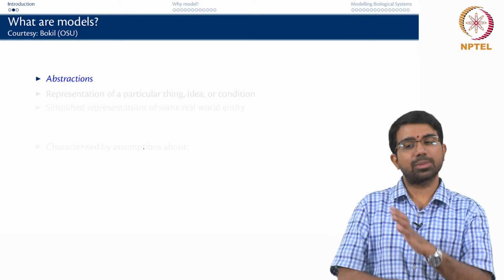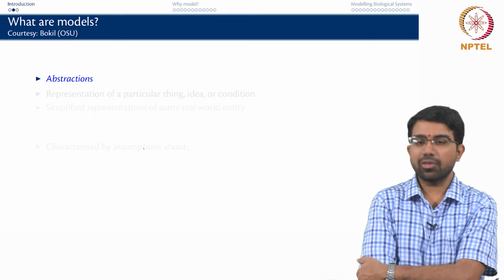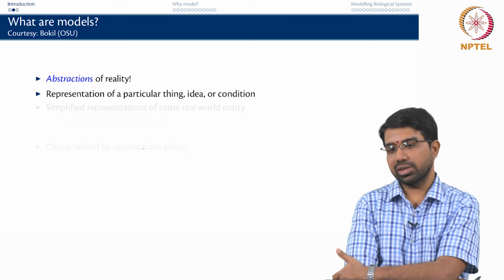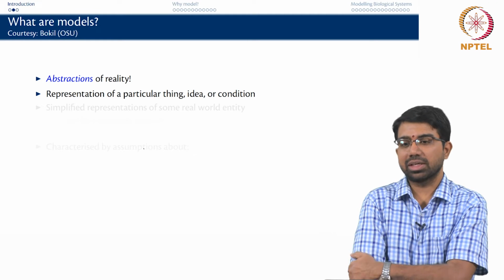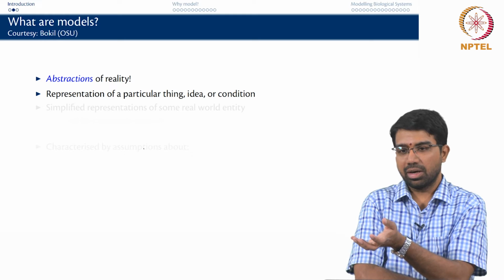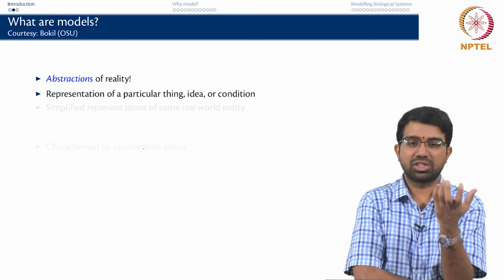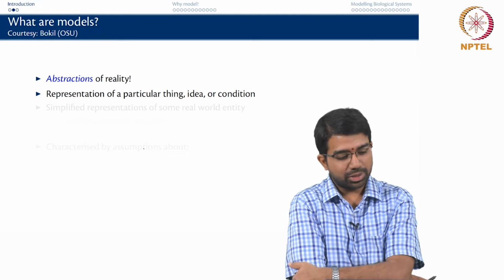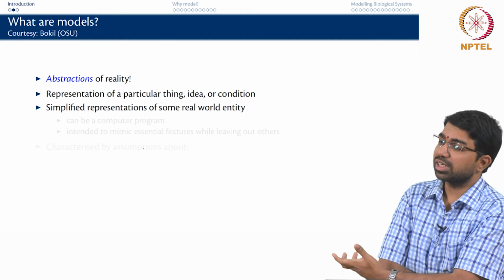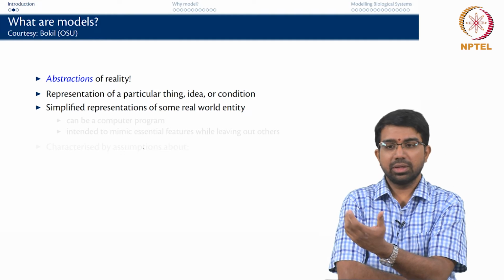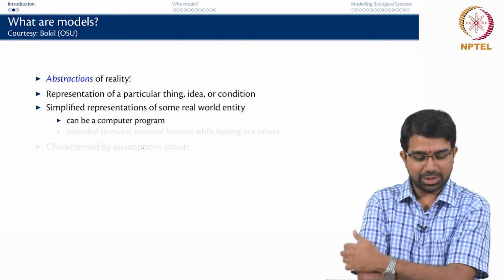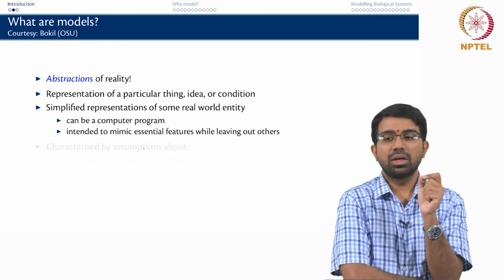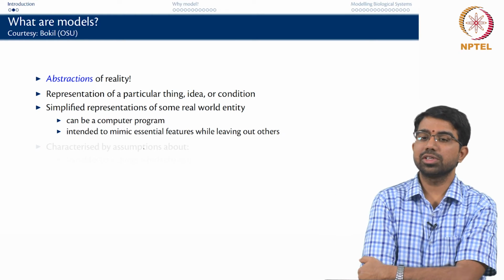So what are models? They are abstractions, right. They are abstractions of some part of reality, they are representations of a particular thing, idea or condition, and we usually talk about mathematical equations, right. There are other kinds of models that are possible, right. You can have correlational models and so on, which do not truly have a solid mathematical foundation to it, and they are simplified representations of some real world entity, right. It can also be a program, which is what we will often see, and most important thing, it intends to mimic essential features of the system while not looking at several other features, right.